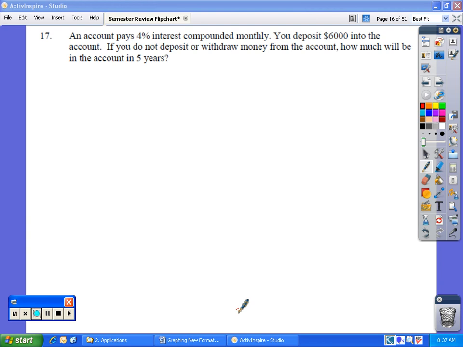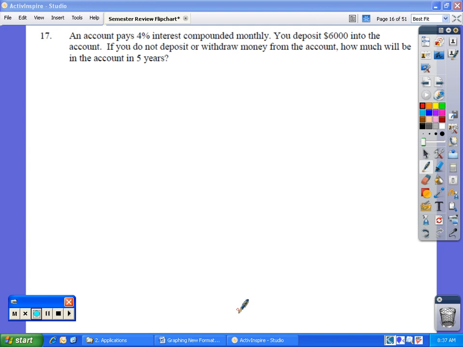Alright, this question reads, an account pays 4% interest compounded monthly. You deposit $6,000 into the account. If you do not deposit or withdraw money from the account, how much will be in the account in 5 years? This is a real life math question, and this is something that you will need to know in life.